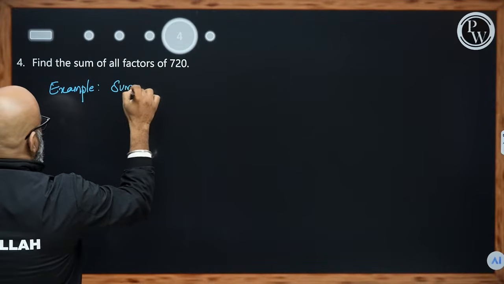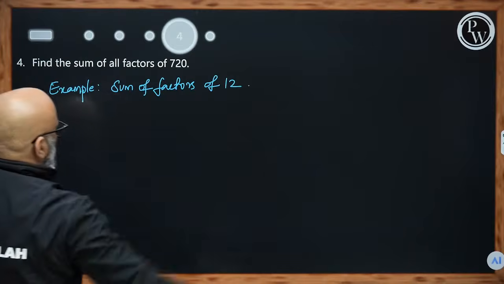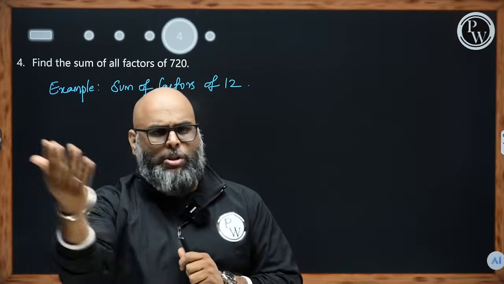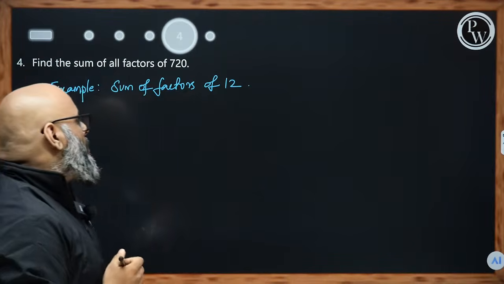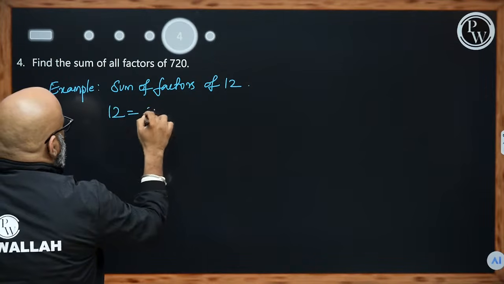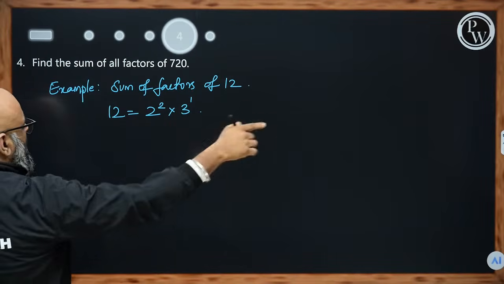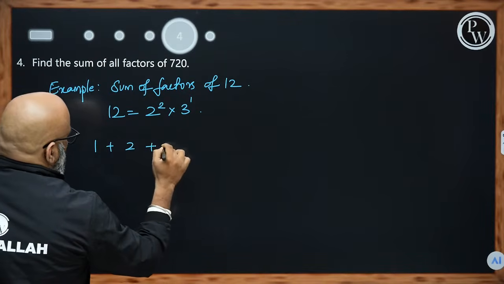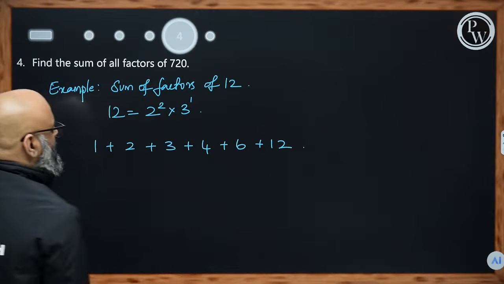Sum of factors of 12. Let's do the sum of the factors of 12, and from here you will do the sum of the factors of 720. I'm leaving it to you. You will solve it. So what are the factors of 12? First of all, let me write 12 as 2 square into 3 power 1. That's how we write it. So factors of 12, we can write it. Only 6 factors: 1 plus 2 plus 3 plus 4 plus 6 plus 12.